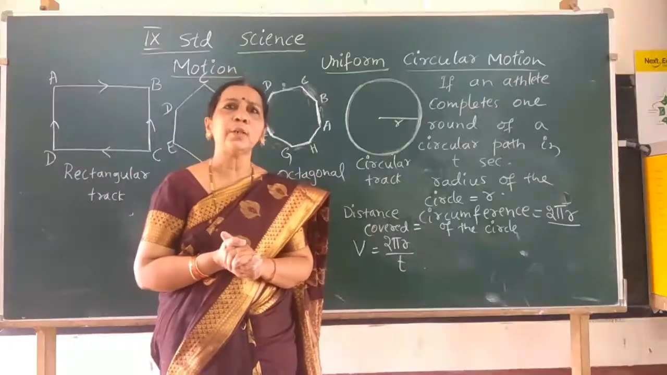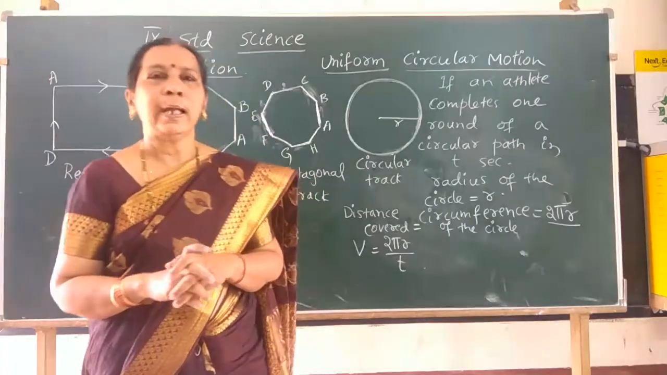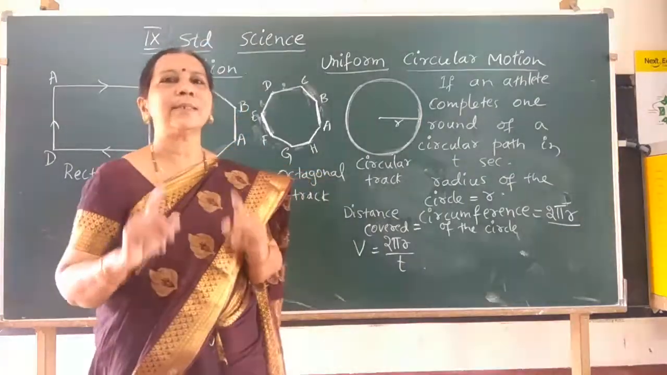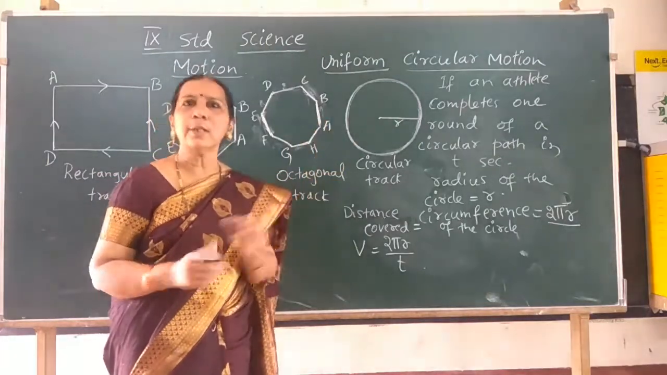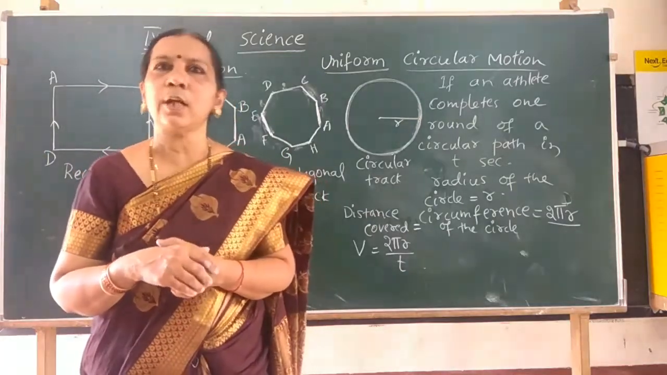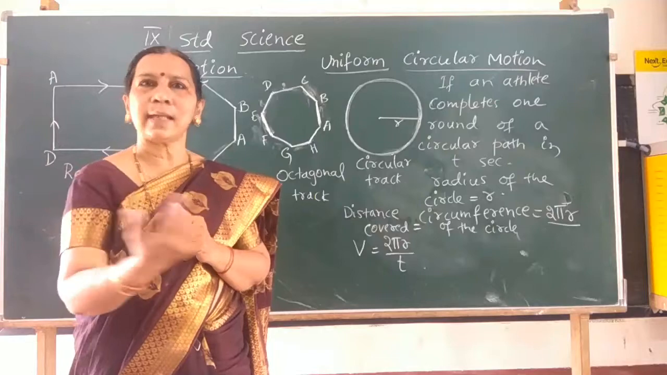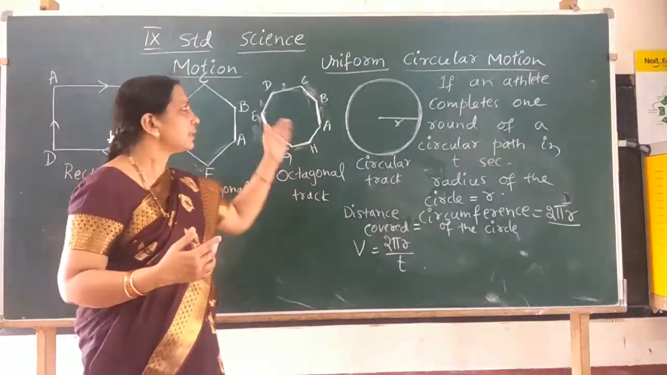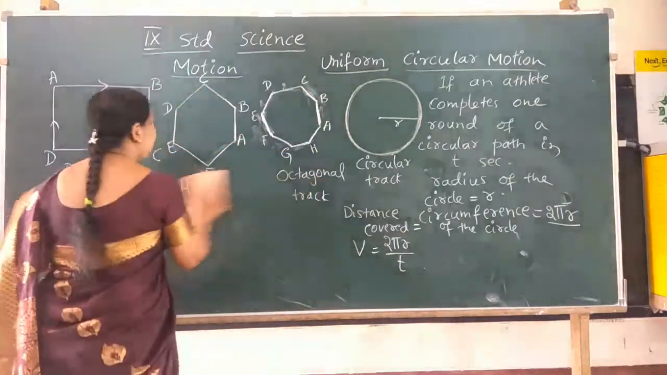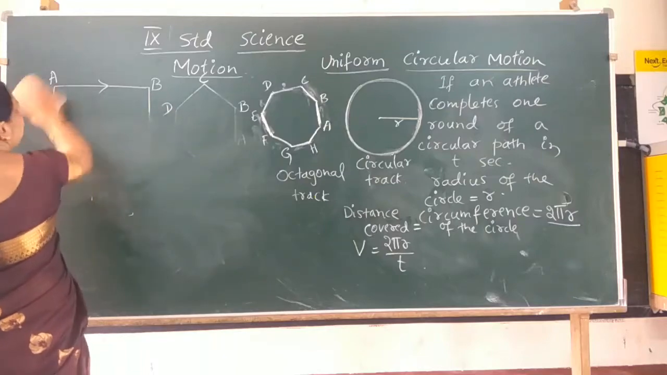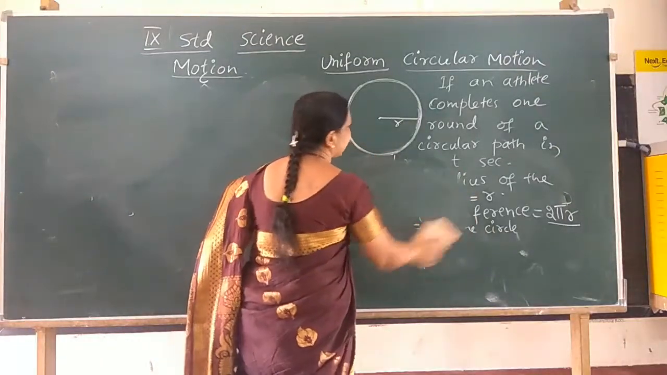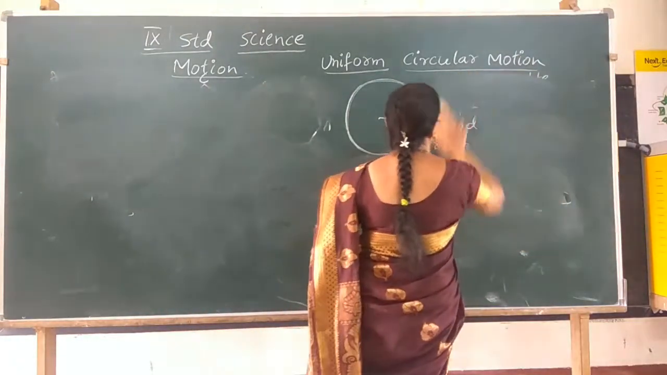So when do you call it a uniform circular motion? If an object moves around a circular path with uniform speed, it is said to be in uniform circular motion. You can give another example: the motion of the earth and the sun, and the motion of a satellite are also described as circular motion. So uniform circular motion is when the object moves in a circular path with uniform speed.